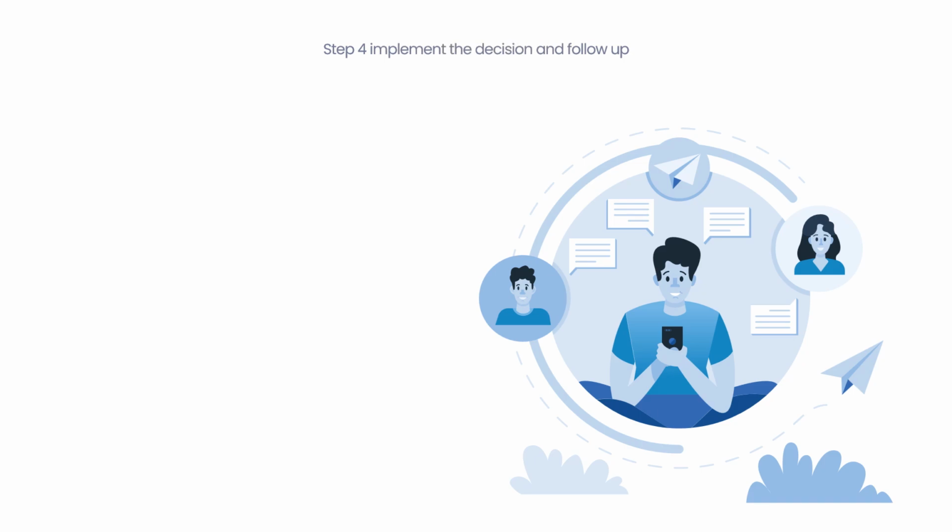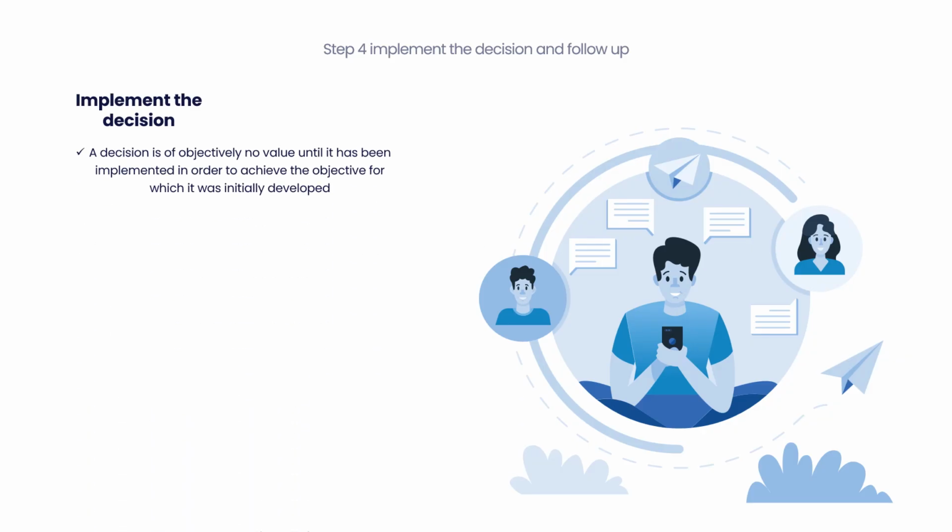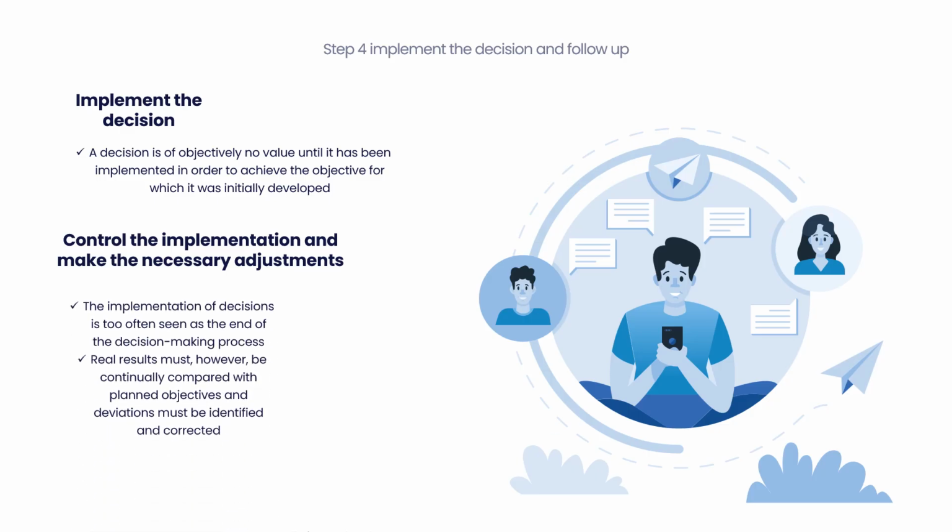Step 4. Implement the decision and follow up. Implement the decision. A decision is of no value until it has been implemented in order to achieve the objective for which it was initially developed. Control the implementation and make the necessary adjustments. The implementation of a decision is too often seen as the end of the decision-making process. Real results must, however, be continually compared with the planned objective, and deviations must be identified and corrected. Very important in step 4.